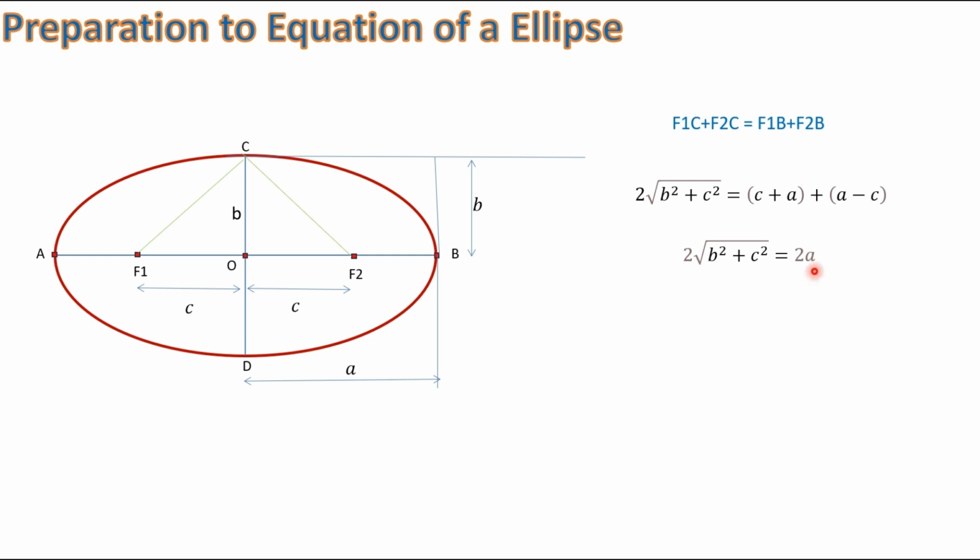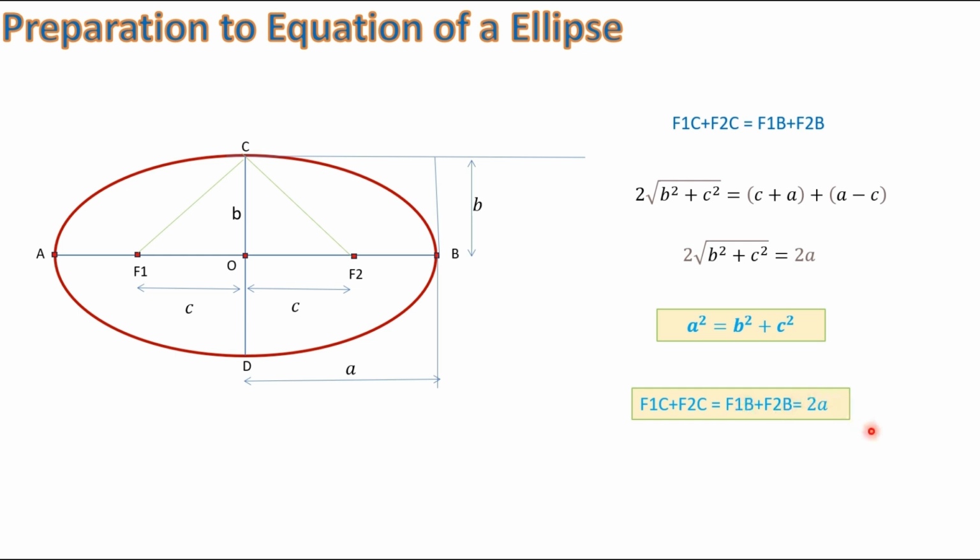Here A is the semi-major axis length. So here the 2 gets cancelled. And squaring both sides, we have the very simple term: A square is equal to B square plus C square. So here A is the semi-major axis, B is the semi-minor axis, C is the distance between the center and the focus. I just rewrote it here, okay?